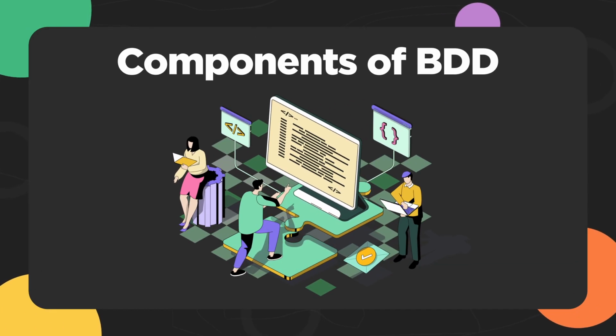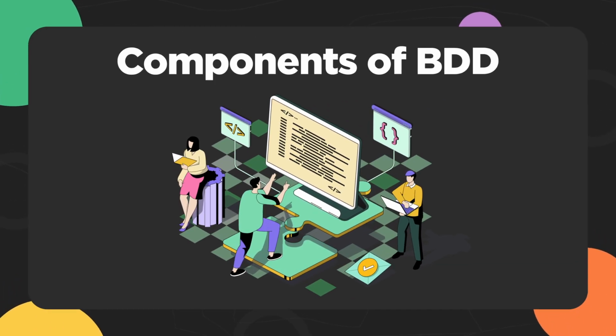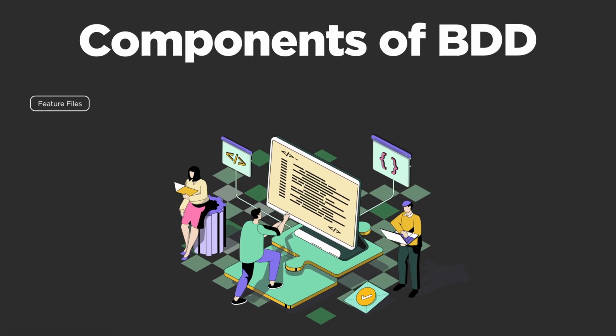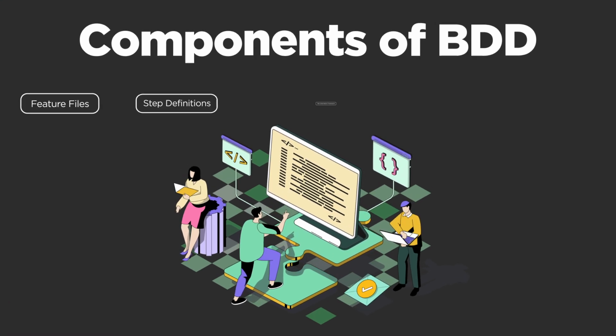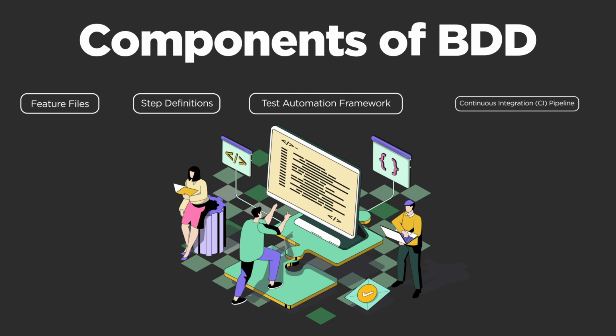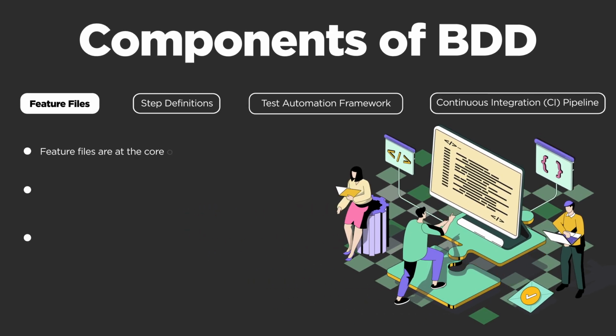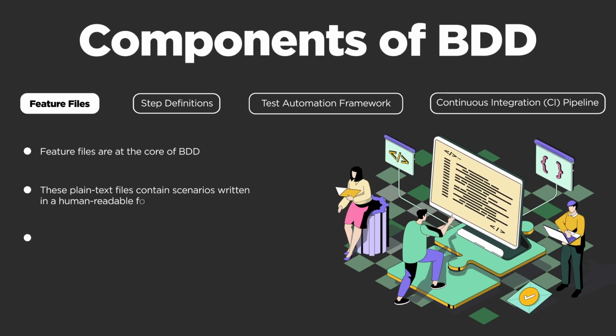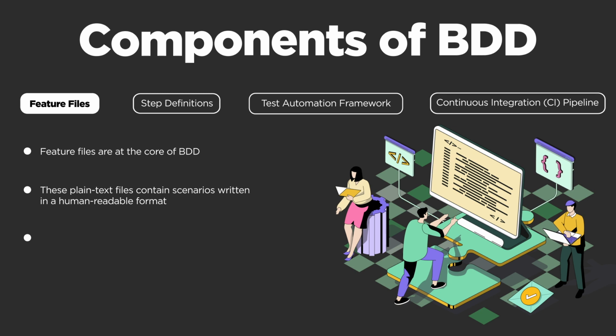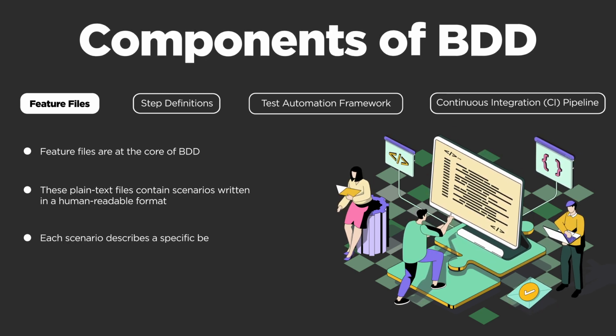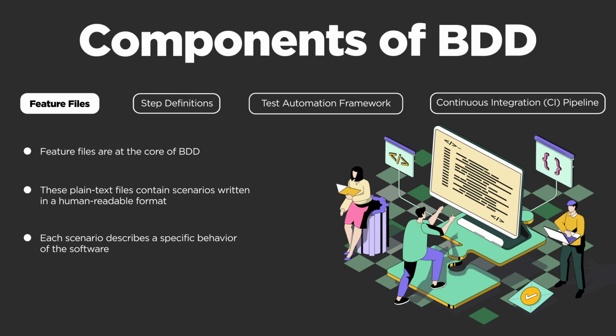Let's discuss the key components of BDD. To apply BDD effectively, several key components are essential. The first one is feature files. Feature files are the core of BDD. These plain text files contain scenarios written in a human-readable format. Each scenario describes a specific behavior of the software.